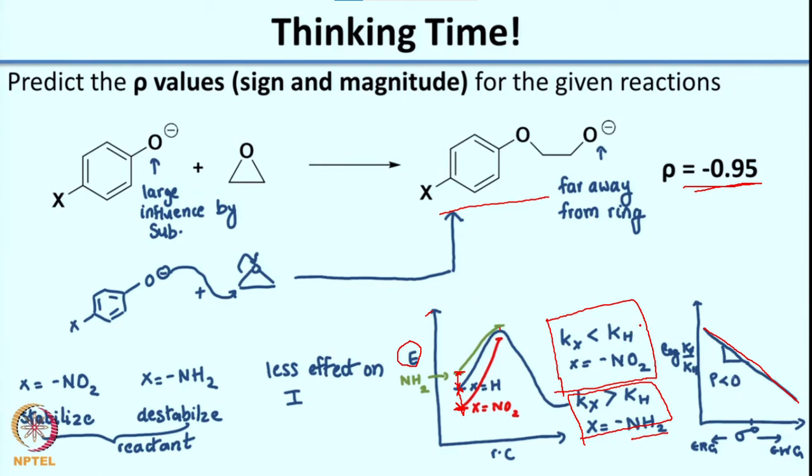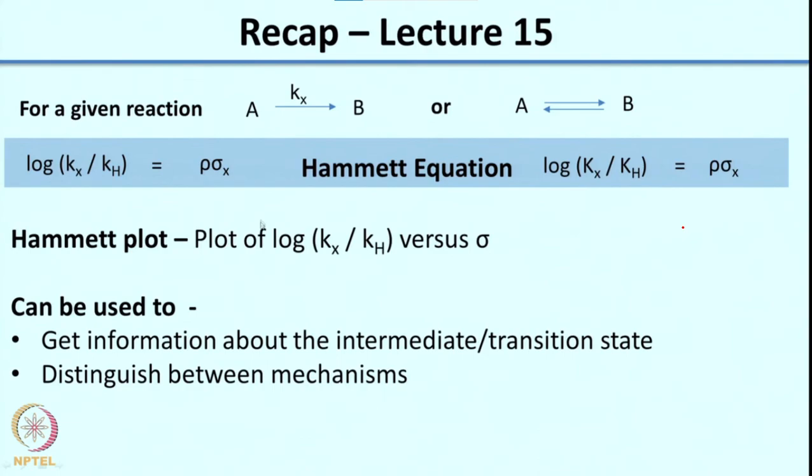Slope will be negative, and it will give a small value compared to the electron releasing group. So that's why we will observe here less value, minus 0.95, less magnitude. Then we have observed that we have summarized the Hammett equation.